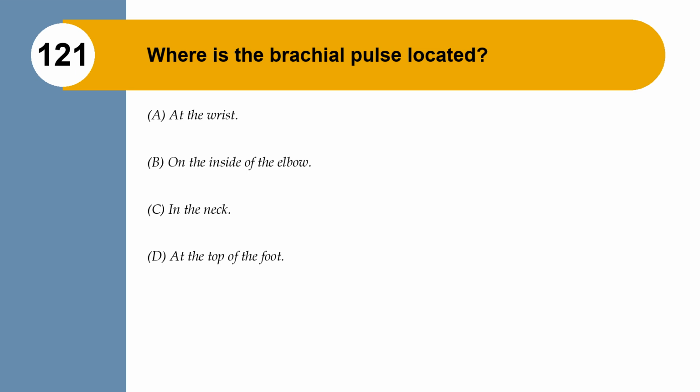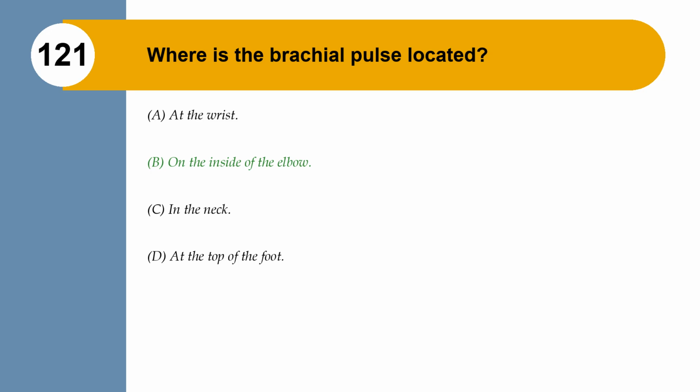Question 121. Where is the brachial pulse located? Option A, at the wrist. Option B, on the inside of the elbow. Option C, in the neck. Option D, at the top of the foot.